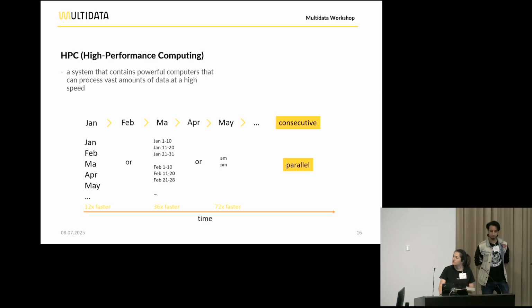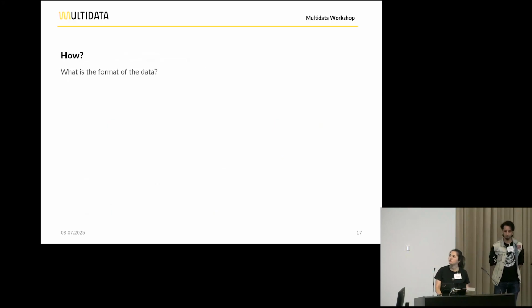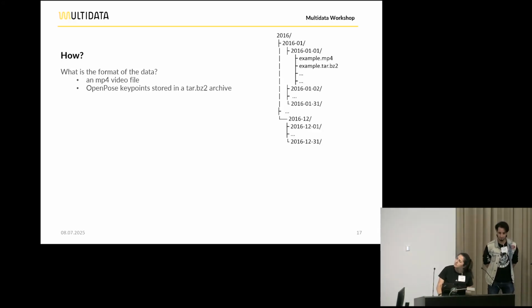So now that we have this approach, how do we actually do it? Well, what is the format of the data that we have stored? For each video, we have, of course, the video file itself, the MP4 file, but we also have the OpenPose key points coordinates that many of the previous speakers have mentioned, and it's the OpenPose text files that we are going to search through.